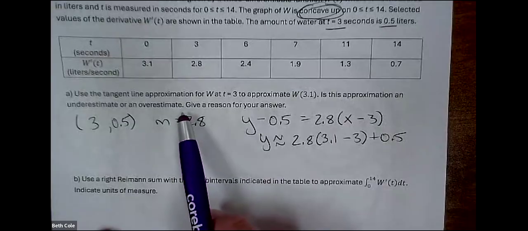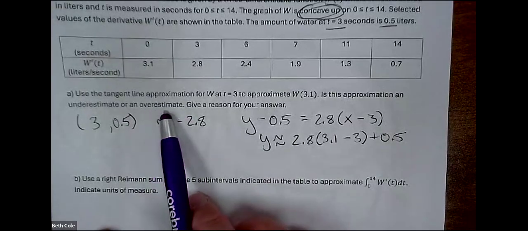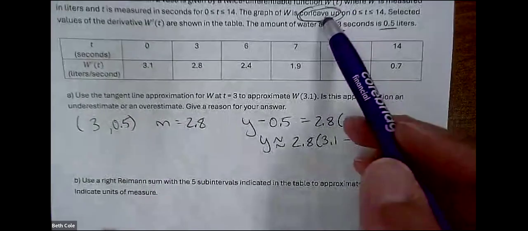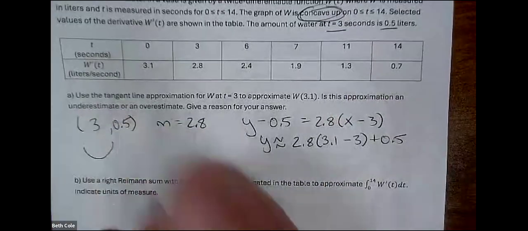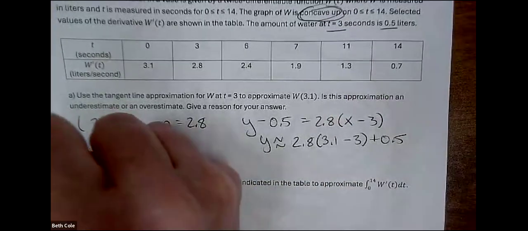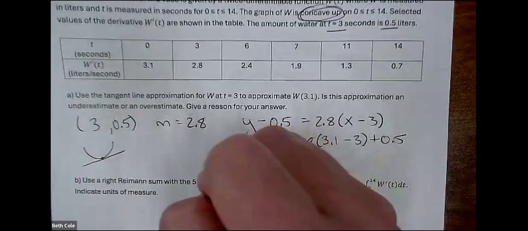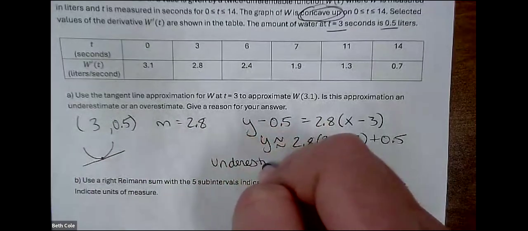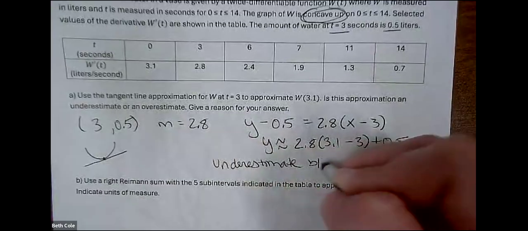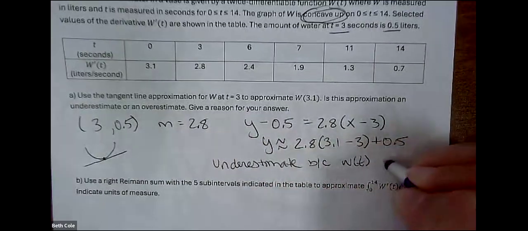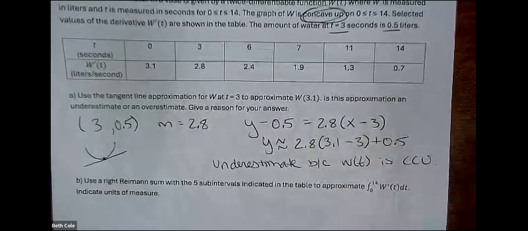Okay? And then we want to know if this is an overestimate or an underestimate. That comes from this concavity. If your graph is concave up, it's going to look like this. If you draw in a tangent line, do you see how the line is below the graph? So we are going to say underestimate because W of t is concave up.